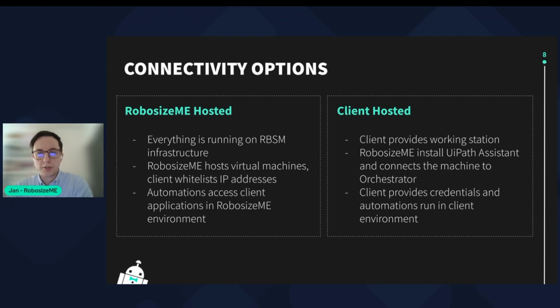The second option is client hosted, and it means that the client provides us with a working station, some virtual machine, where we install UiPath Assistant and connect it to our Orchestrator so that we are able to allocate our license to that machine and run the automation jobs there. Of course, both options have their own advantages and disadvantages, and it's important to choose the one that best suits your organization's needs and requirements.